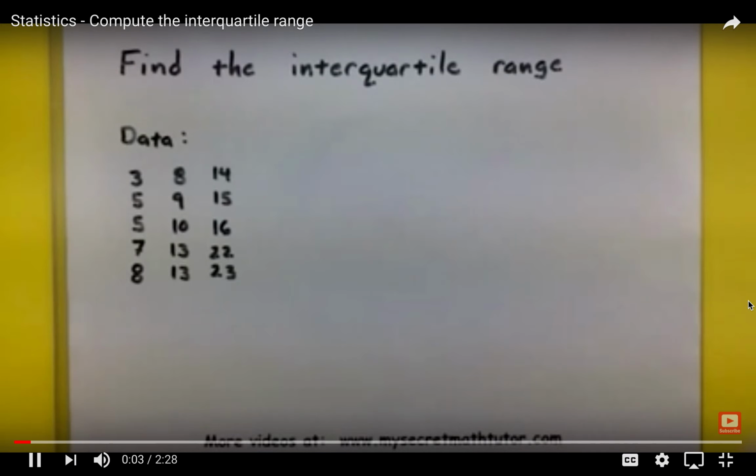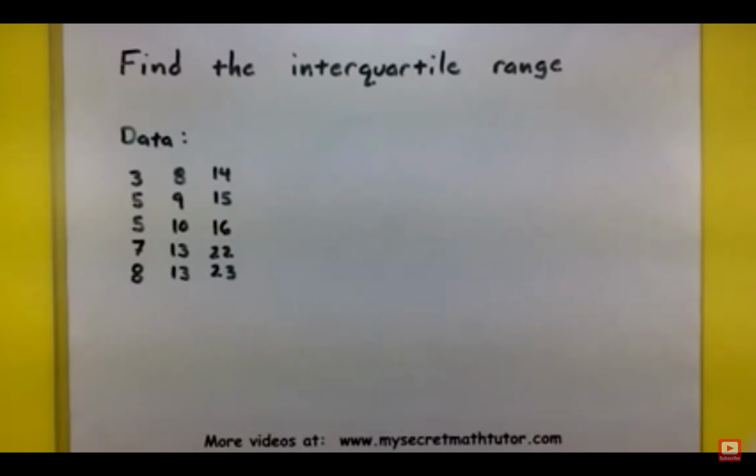In this example, we're going to find the interquartile range. Now, what the interquartile range is, it's basically the range of the middle 50% of all of our data. Alright? So the way we're going to work this is first we're going to organize all of our data from lowest to highest. Then we're going to find the median of the upper half and the median of the lower half. And then we're going to subtract the two in order to find that range. Okay? So let's see how this process works out.